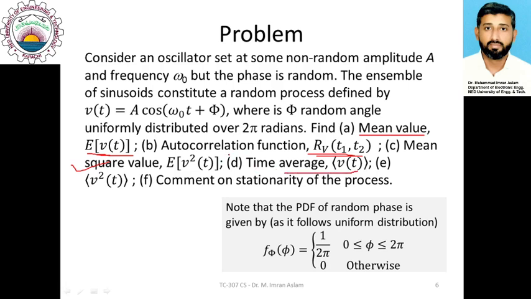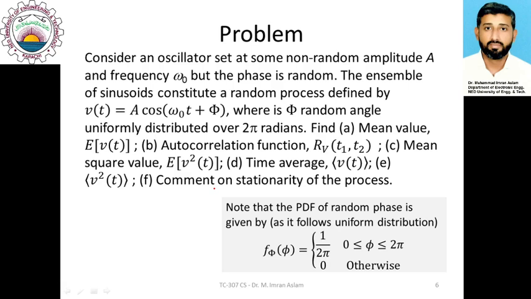time average as well. So you can see that the first three parts, A, B and C, are actually ensemble averages, because they are asking you to find the averages with respect to the random variable, whereas D is a time average and E is also a time average, but it's V squared(t), the average of the square. And last thing, we also want to comment on the stationarity of the process, so we'll discuss it after we have done the calculation. So let us start our solution.